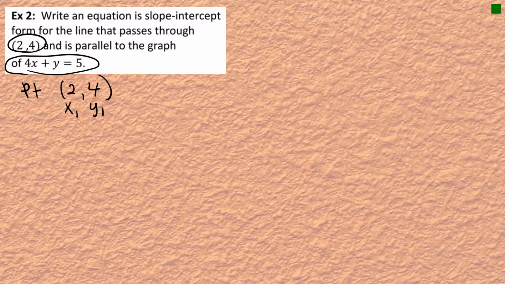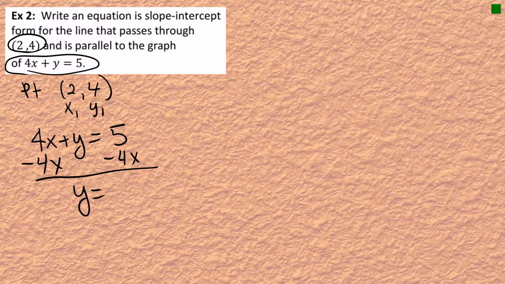Now you can't just grab the 4. You know why? Think about it. Because it's not solved for y. So to get the slope, I can't take the slope unless it's in slope-intercept form, which means solve for y. So I've got to take this equation, 4x + y = 5, and I have to solve for y. So I'm going to subtract 4x from both sides, and I get y = -4x + 5. See what happened there? When I solve for y, it changed my slope. So my slope is -4.